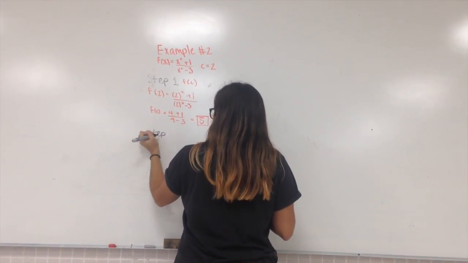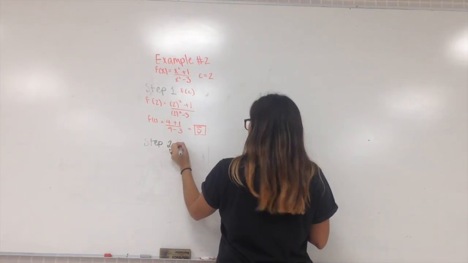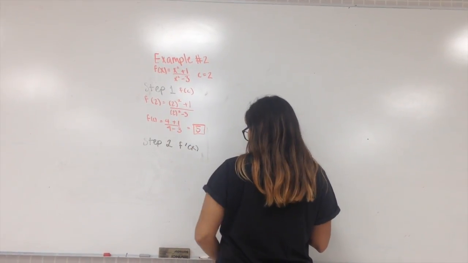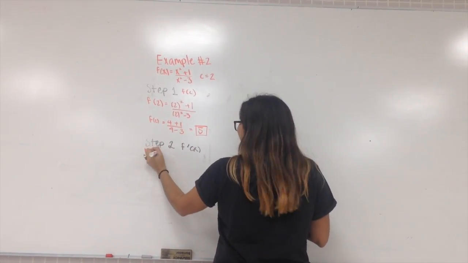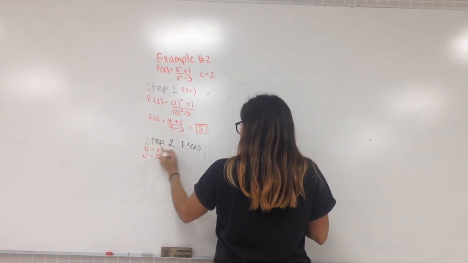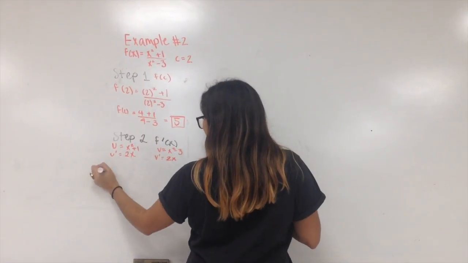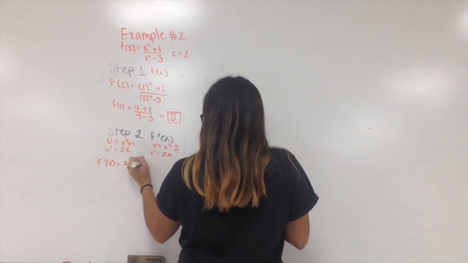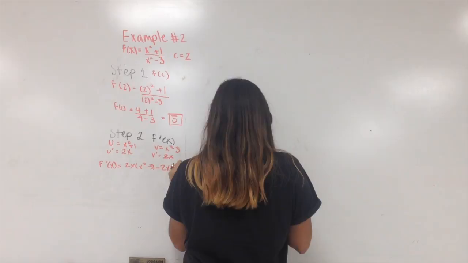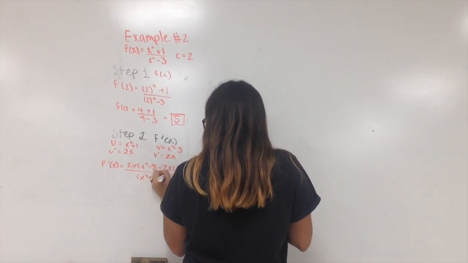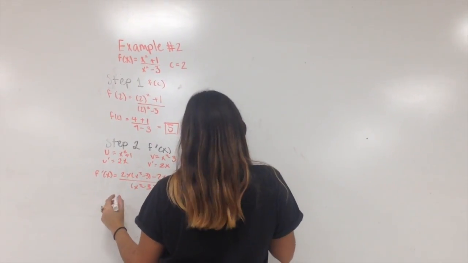Now, to get the derivative of f of x, we need to use the quotient rule. Our u will be x squared plus 1, therefore our u prime is 2x. We get it using the power rule. The v value is x squared minus 3 and v prime is equal to 2x. We need to use these values in our quotient rule formula: v times u prime minus u times v prime all over v squared.